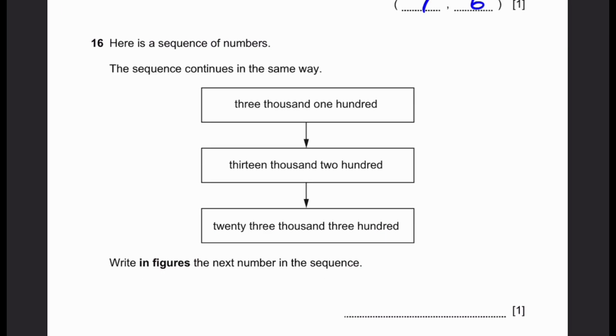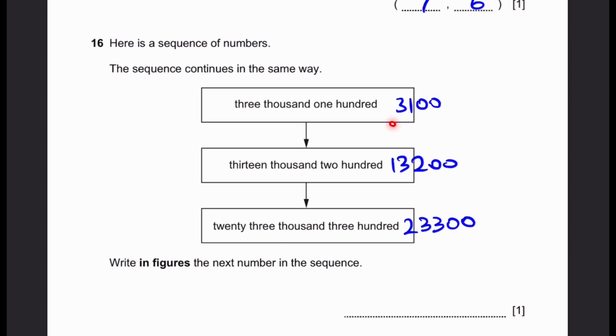Question 16. Here's a sequence of numbers. The sequence continues in the same way. 3,100, 13,200, 23,300. Write in figures the next number in the sequence. So 3,100 is simply 3100. 13,200 is 13200. 23,300 is 23300.